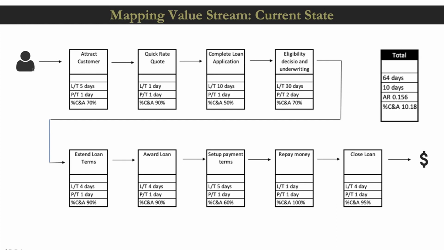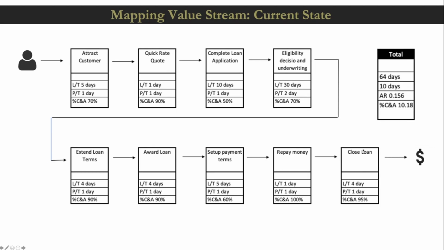We have a trigger that kicks off the process. They go in and get a quick rate quote, complete the loan application, go through the motions. The value that you truly get out of creating this current state map lies in the metrics. Now, almost all of the information here for each process step is gathered by having a discussion with the stakeholders and the team members who are truly involved in that process.